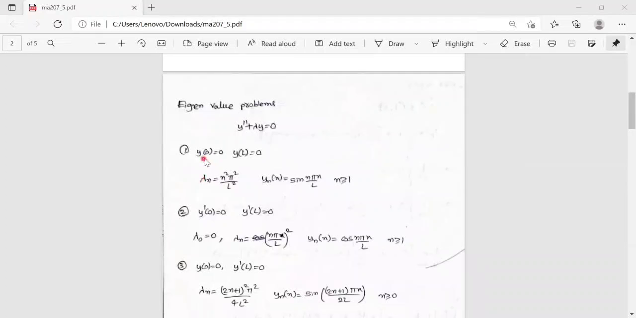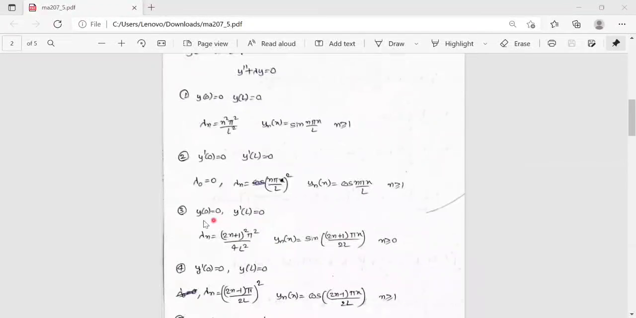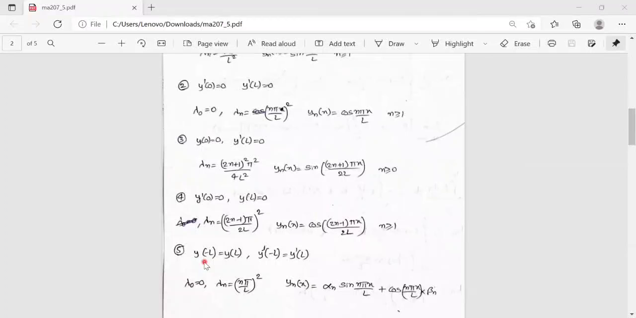First type is y at 0 and L is equal to 0. Second, y dash of 0 is equal to 0 and y dash of L is equal to 0. Third, y at 0 is 0 and y dash of L is equal to 0. Fourth, y dash of 0 is equal to 0 and y of L is equal to 0. And here, y of minus L is equal to y of L, and y dash of minus L is equal to y dash of L.